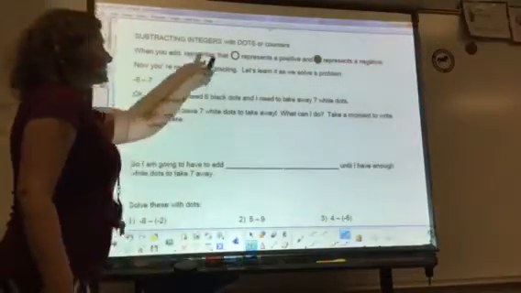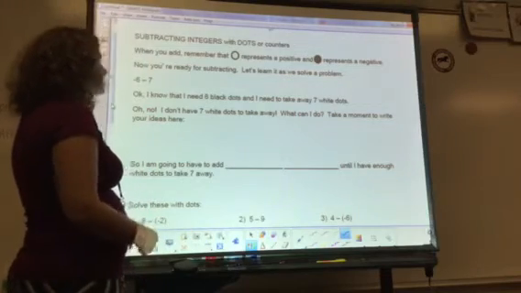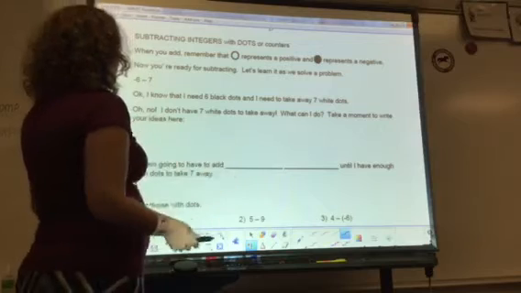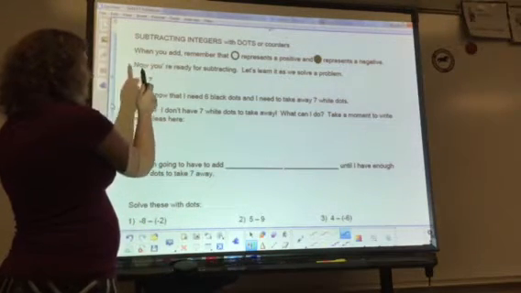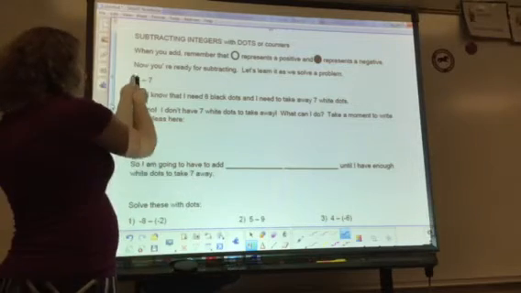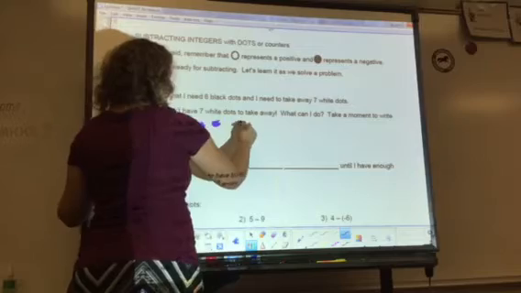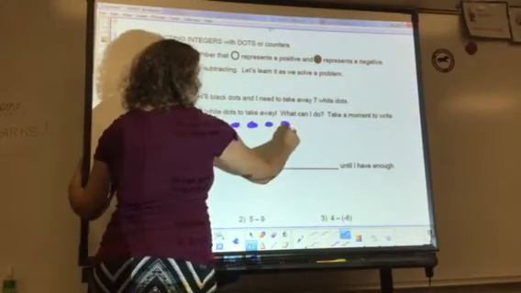You can also use the dots. If you really liked the dots when you were adding, you can use dots for subtracting. Sometimes it makes it easier, sometimes it makes it kind of weird, but here we go. I know that I need 6 black dots and I need to take away 7 white dots. So I'm going to start with 6 black dots. 1, 2, 3, 4, 5, 6.